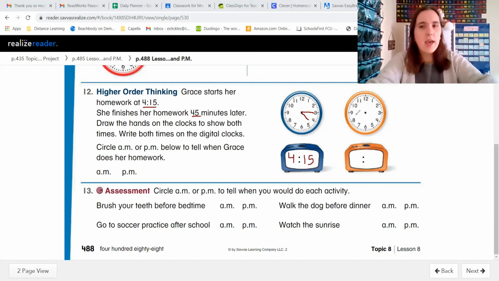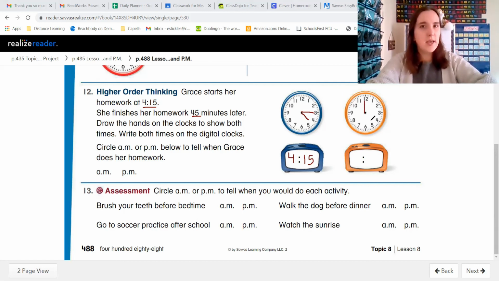look at our clock and see if we can count 45 minutes later and see where that puts our minute hand. So if I start here, I'm going to count 45 minutes by fives. And let's see where I stop. 5, 10, 15, 20, 25, 30, 35, 40, 45. Okay, so I need to point my minute hand straight up at the 12.